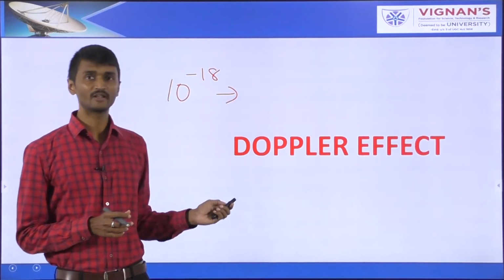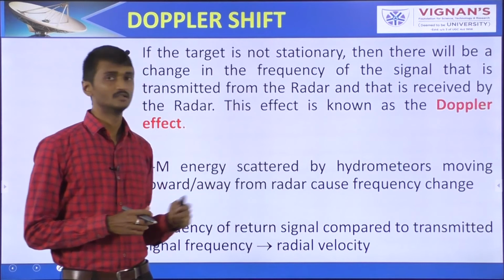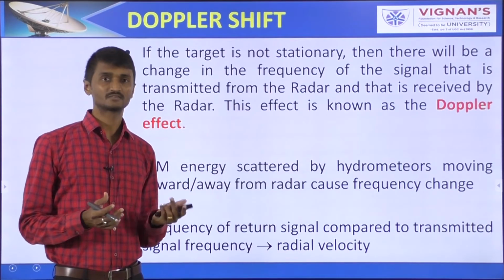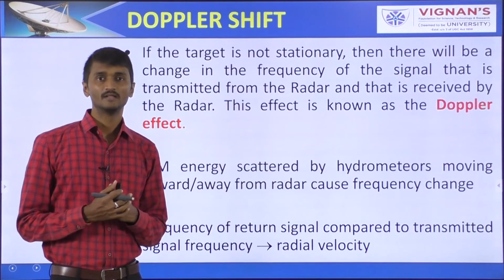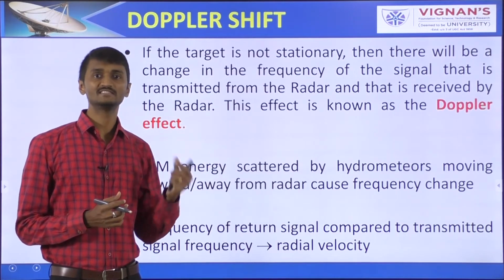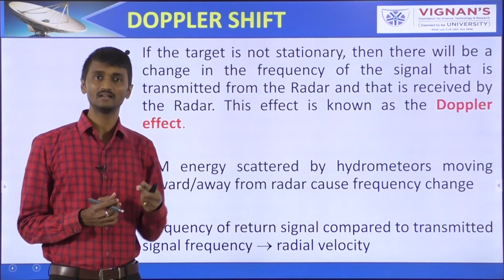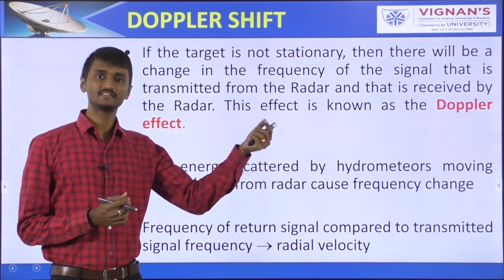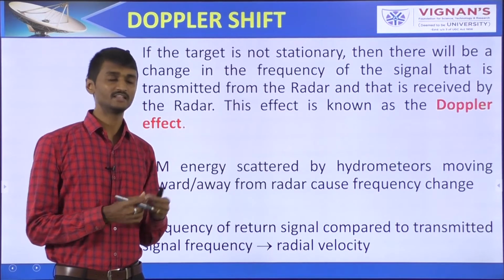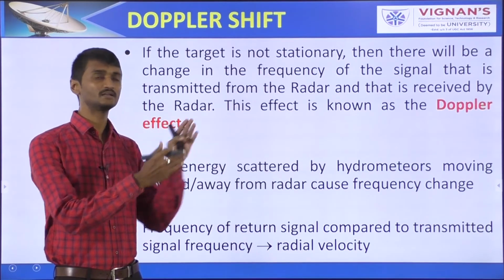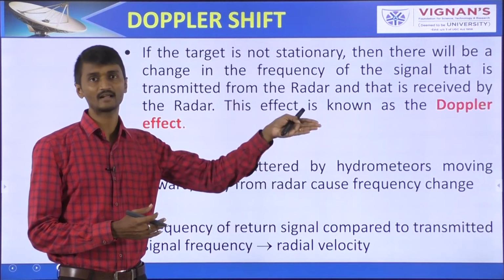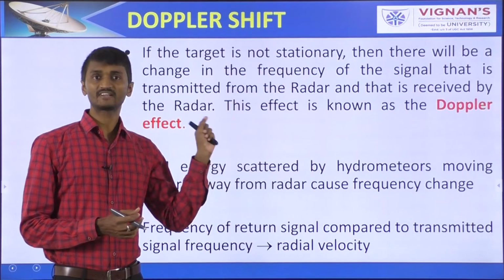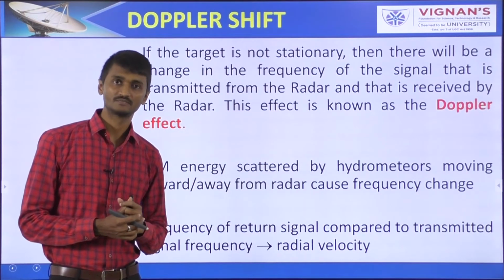Coming to the Doppler effect, if the target is not stationary, that means if the target is in motion, then there will be a change in the frequency of the signal that is transmitted from the radar and that is received by the radar. So there is a frequency change between the signal transmitted by the radar and the signal received by the radar. This effect is known as the Doppler effect.